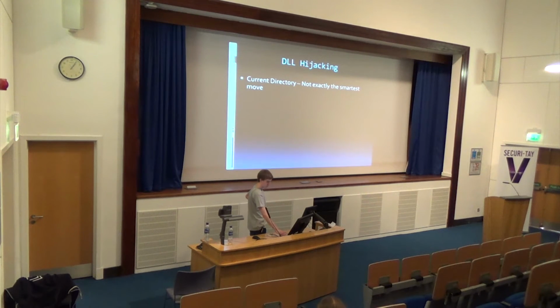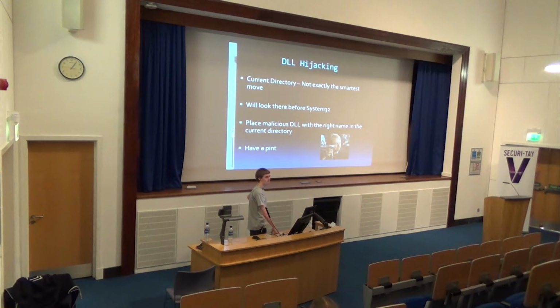So it'll look in the current directory before System32. So if I just put a DLL with the same name as one it's looking for in the current directory, it'll find that first and say, this must be the right one, and not even bother looking for the proper one in System32. So you can just plop a DLL that'll set up a reverse shell and then just go away and wait for someone to click on the file. And that's it.